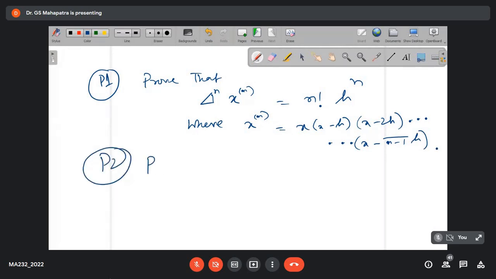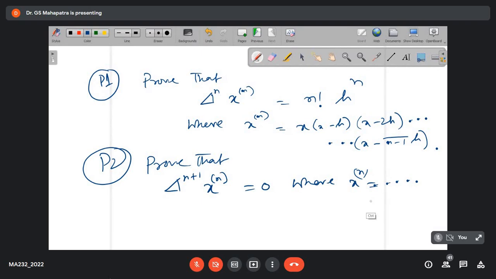Problem 2: prove that delta to the power n plus 1 of x to the power n, with the same notation, is equal to 0, where x(n) is what we just wrote: x, x minus h, x minus 2h, up to x minus n minus 1 times h. Fine.